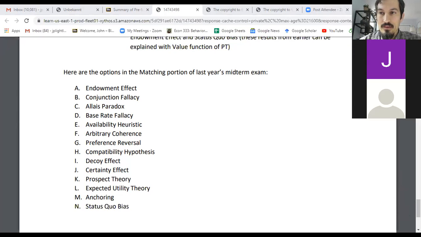Will the matching be more definition-based or application-based? I think I'm going to try to make it more application-based. The issue with asking you definitions is I'm providing you with all the definitions. You can read them in this document. It seems like an odd form of a midterm exam if I just say, go look up the definitions that I gave you in this document and give them back to me. And you get an A.